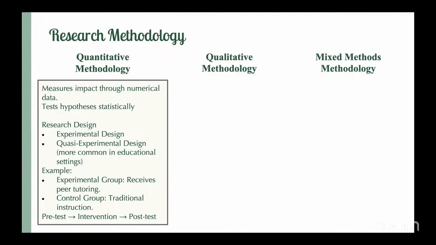Throughout the semester, it happens that one group is receiving peer tutoring and the other group is not. Here we have a pre-test, that is the test given to both groups, whatever test we design for them in terms of academic performance as well as classroom engagement. Then we have the intervention, that is where we divide.